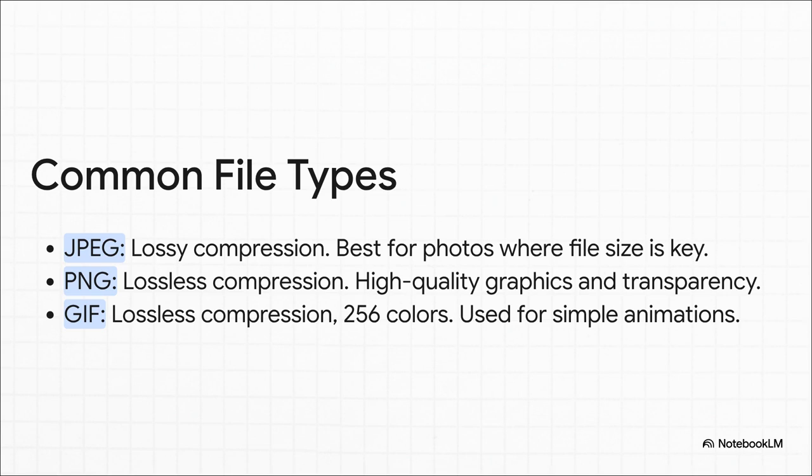So where do you actually see this stuff in the wild? Well, a JPEG uses that throw some stuff out lossy method. It's fantastic for photos because a tiny bit of data loss is pretty much invisible to our eyes, but getting that small file size is everything. PNGs, they're lossless. They keep all the data, which makes them perfect for logos and graphics where every single pixel has to be razor sharp. And then there are GIFs, which are also lossless, but they use that smaller 8-bit 256 color palette, which is why they're so great for those simple, blocky animations we all know and love.